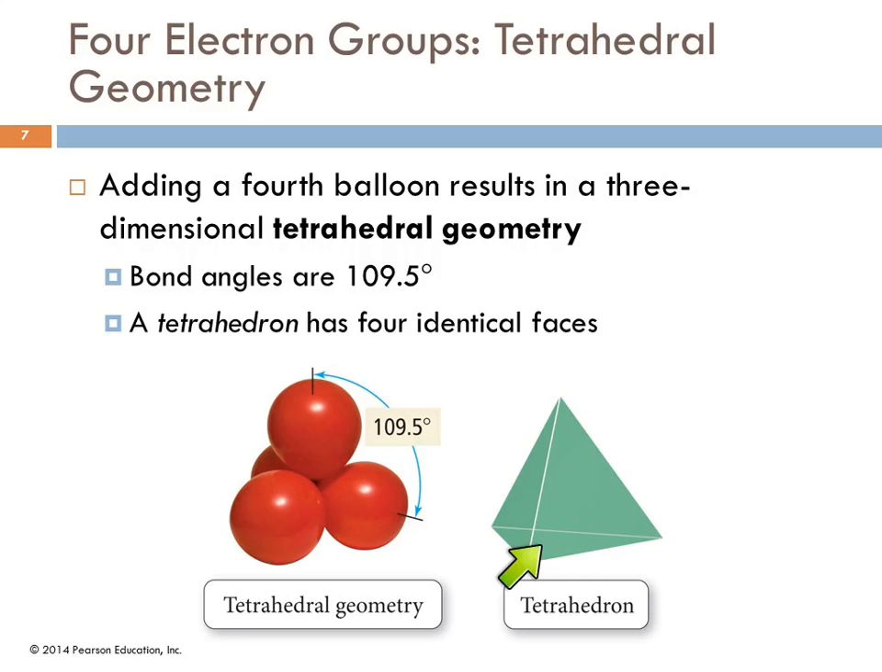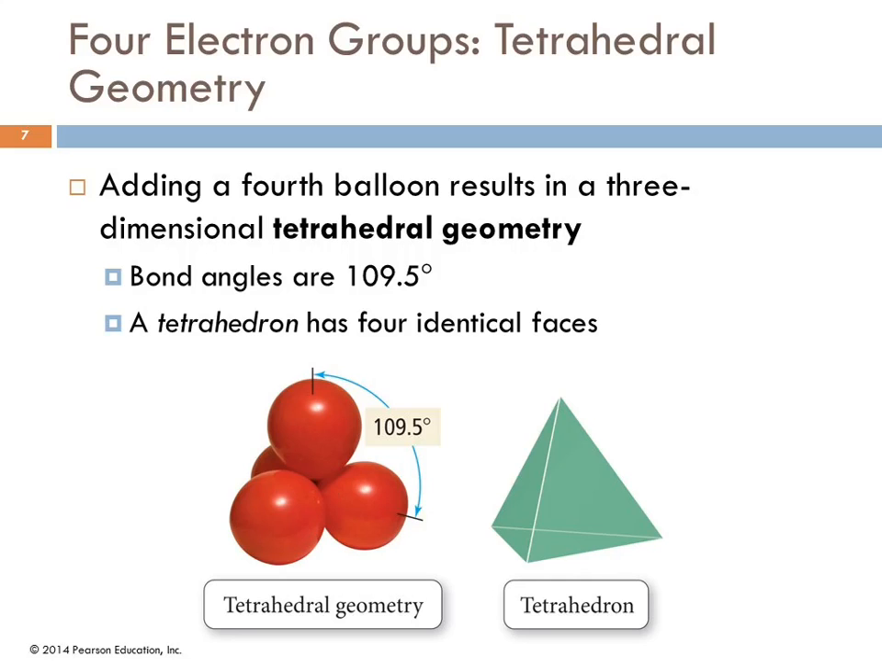A tetrahedron is a triangular pyramid. Okay, it's got a triangle as the base, and each of the faces is a triangle. So a cube is what we're more familiar with. It has 6 sides, and each side has 4 corners. A tetrahedron has 4 sides, and each side has 3 corners.